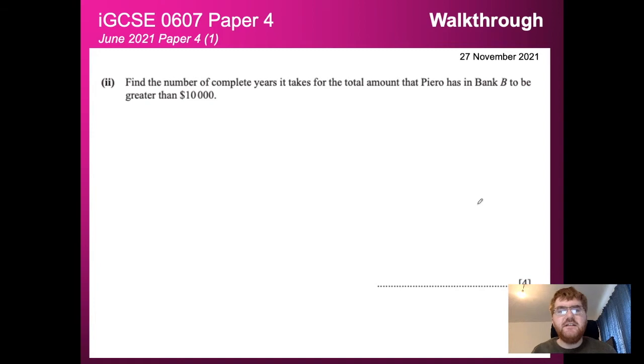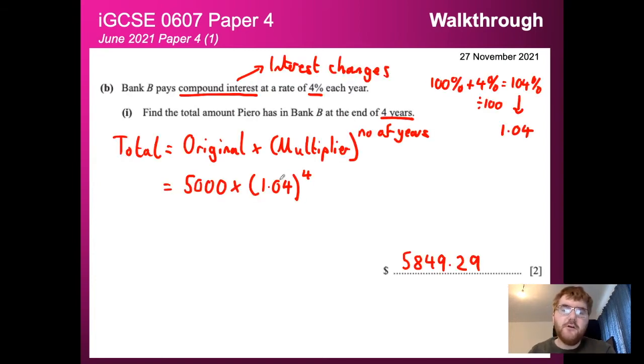And the next question is find the number of complete years it will take for the total amount that Piero has in bank B to be greater than 10,000. And the reason I use this trial and error approach is it works for simple interest as it does for compound interest too. So I'm going to copy this formula across.